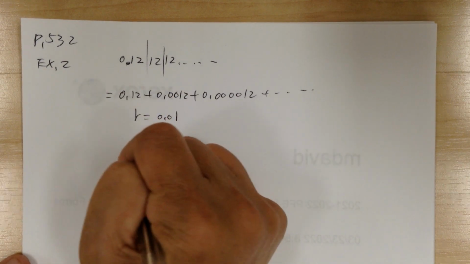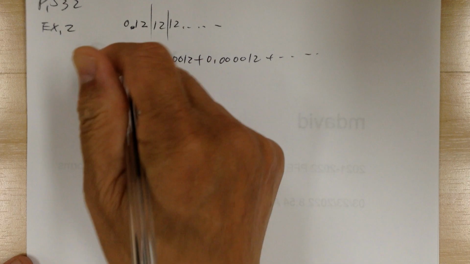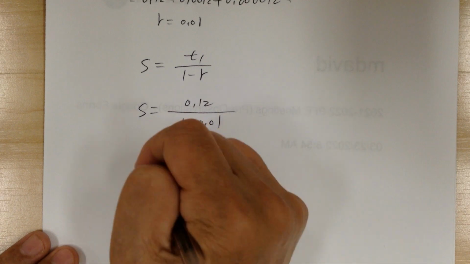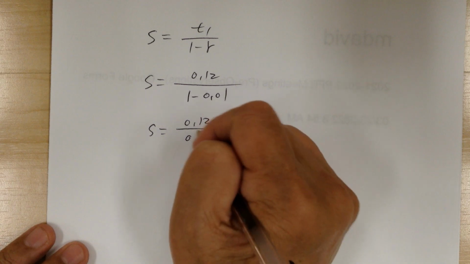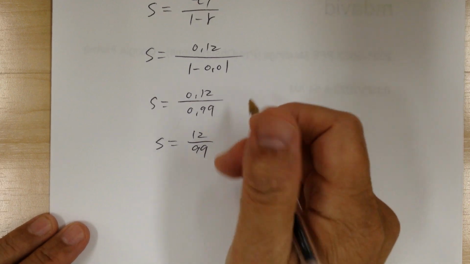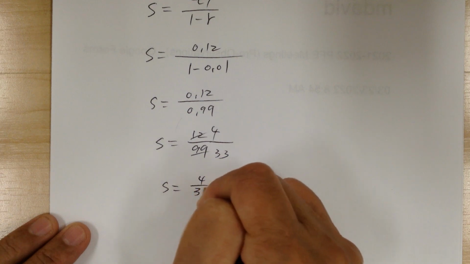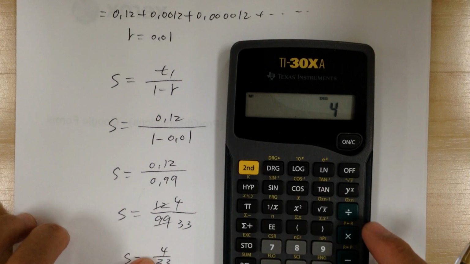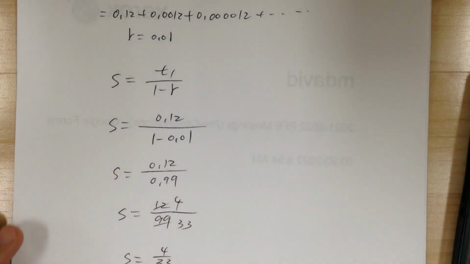So now you can figure out S. Again, write down your formula, and then substitute: S equals T1, which is 0.12, over 1 minus 0.01. So S equals 0.12 over 0.99. Move the decimal 2 places over, so S equals 12 over 99. And you can reduce, divide by 3, and so S equals 4 over 33. And you can check your answer to see if it's correct. Just use 4 divided by 33, push equal, see? So that's 0.1212121221.